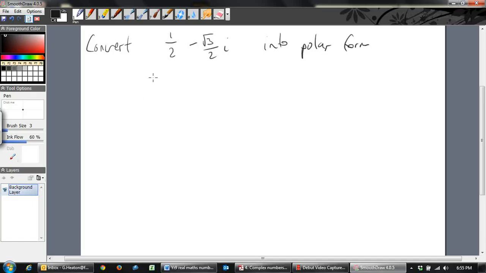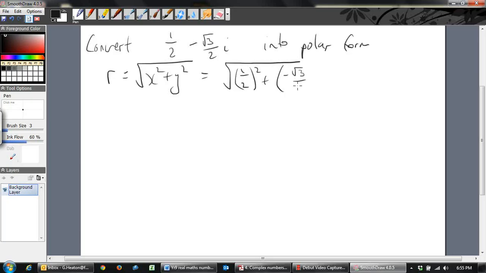Okay, let's do this. We've got our x plus yi form, and we've got to convert that. Firstly, let's find r. Now r was, what did we say, the square root of x squared plus y squared. So that is the square root of half squared plus negative root 3 on 2 squared.